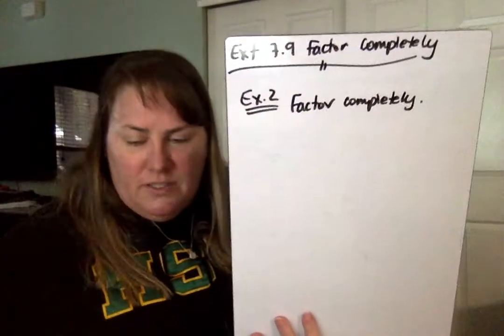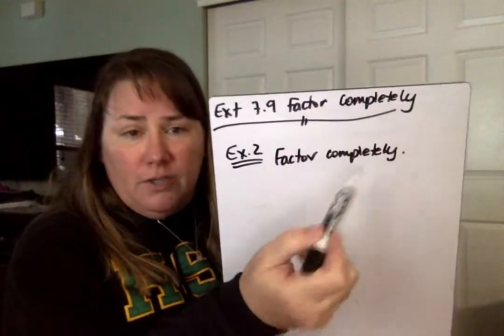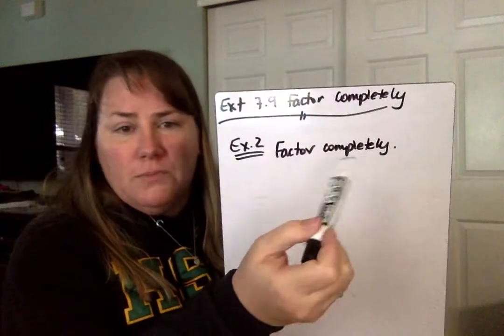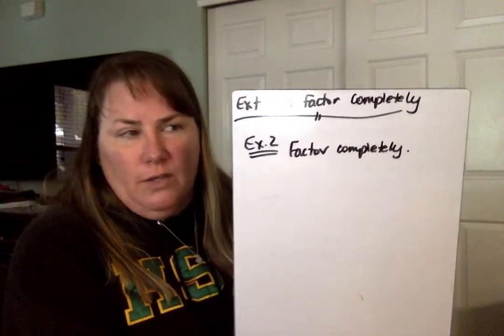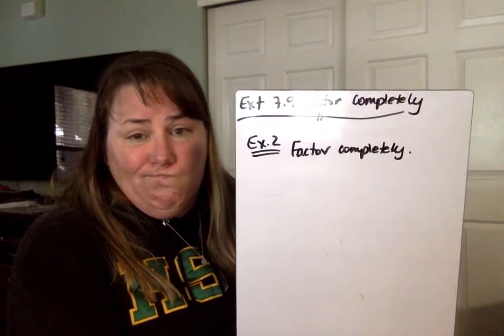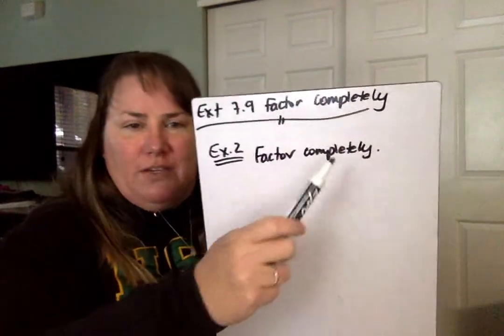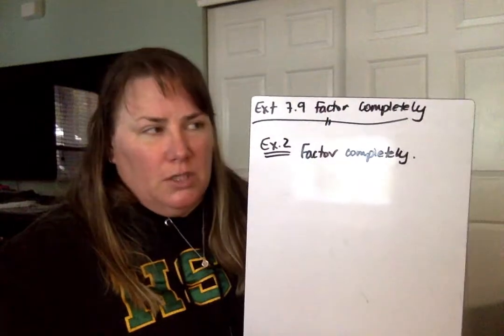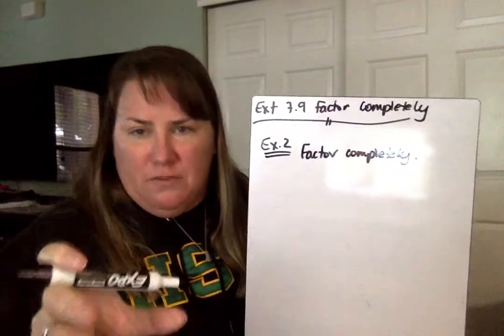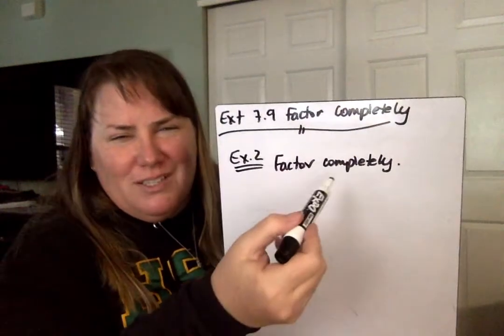Factor completely. Through my years, I've seen these directions mean a lot of different things. I've seen grouping under completely. I've seen double factor problems under completely. And I've seen just regular factor problems under factor completely. I wish I had a super solid answer as to what exactly it means. But remember, when you factor something completely, you are writing that polynomial as a product of prime factors. Also, think of this as a double factor problem.